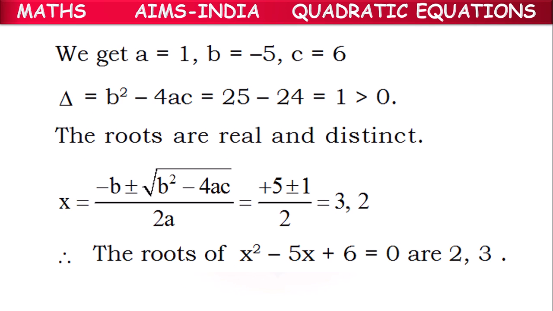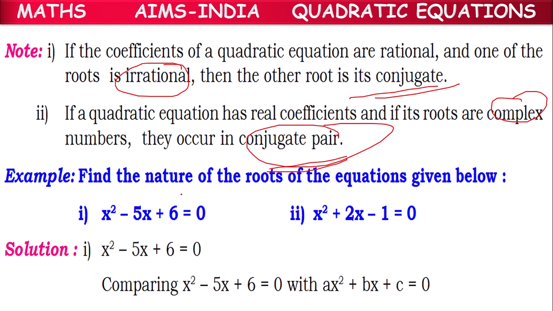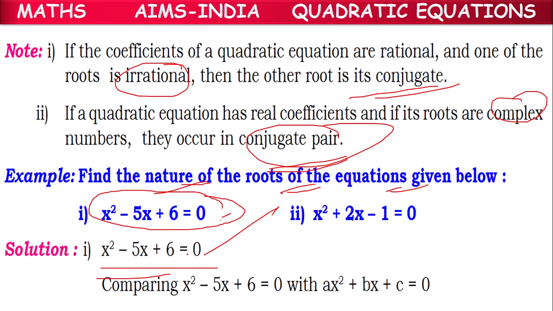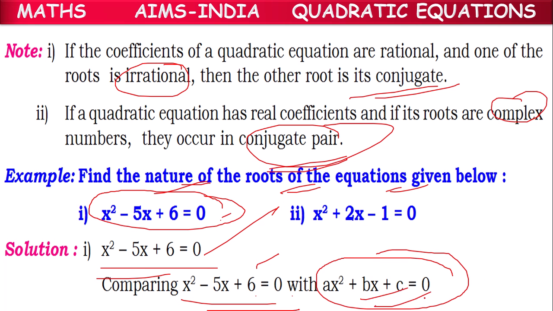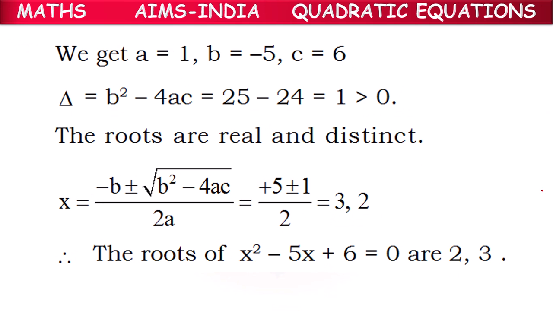Here children, example 1. Find the nature of roots of the equations given below. x square minus 5x plus 6 equal to 0. We can compare with ax square plus bx plus c equal to 0, where a equals 1, b equals minus 5, c equals 6.